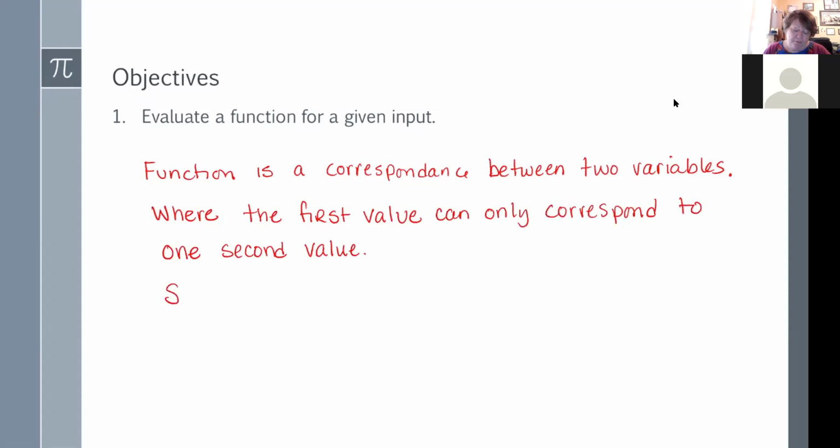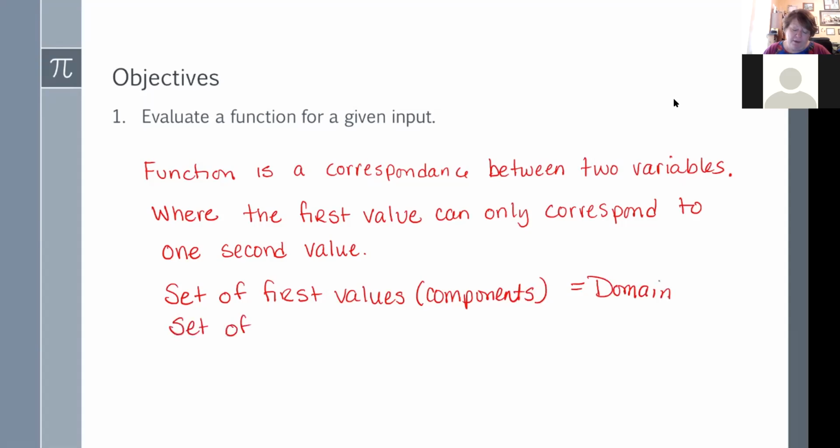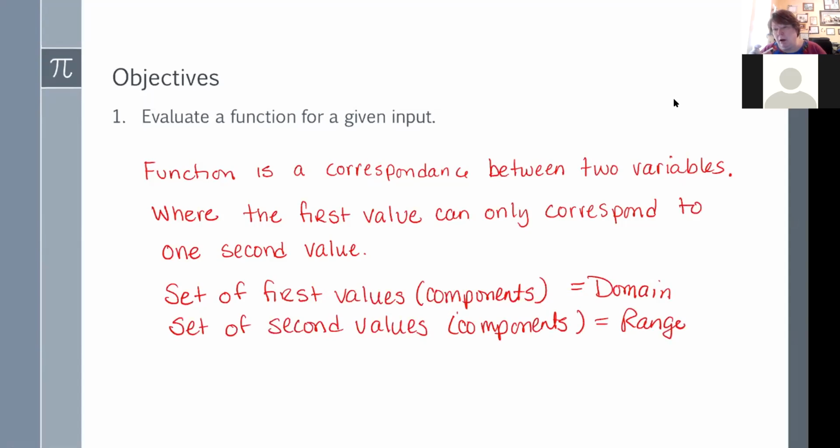And the set of the first values, which we call components, we call that the domain. And the set of all the second values, components, we call that the range.